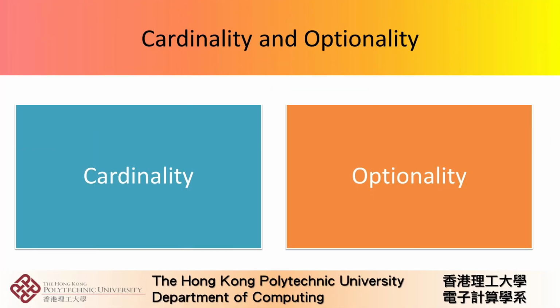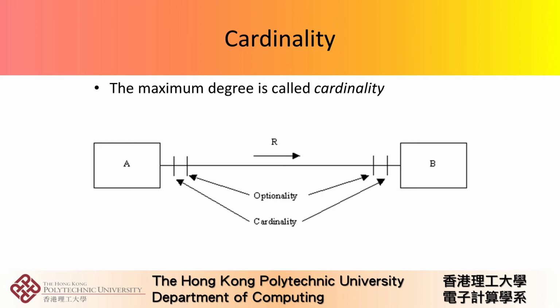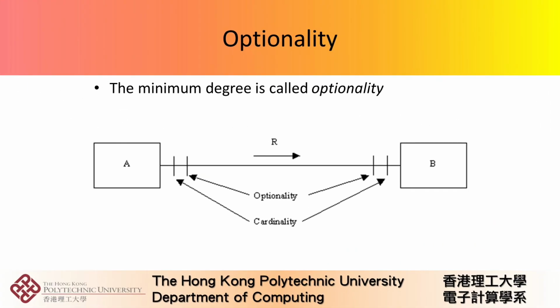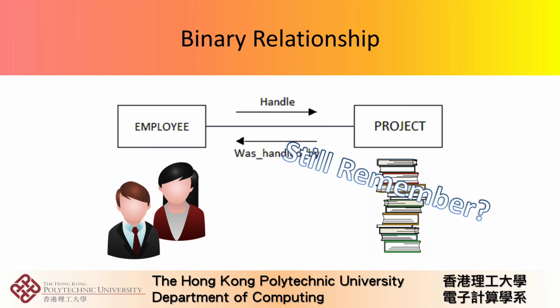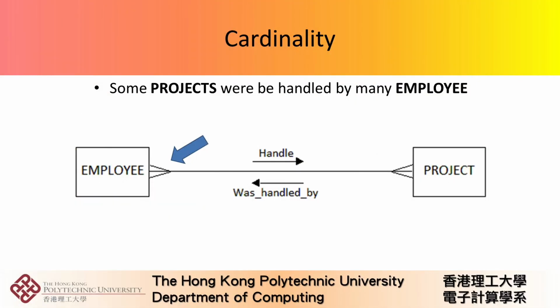Then we will talk about cardinality and optionality. Cardinality is the maximum degree of the relationship, and optionality is the minimum degree of the relationship between the entities. Do you still remember the case of the binary relationship? Some employees may handle many projects. Therefore, we use this notation to draw the ER diagram. And some projects may be handled by many employees. So in the ER diagram, we will use this notation.